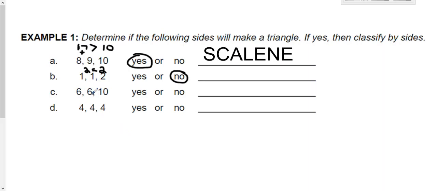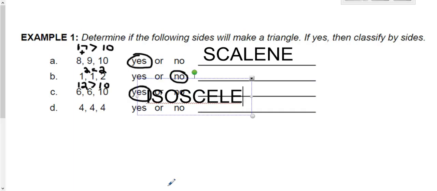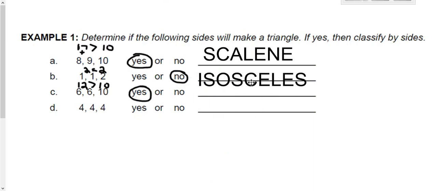All right, our next one, 6 plus 6 is 12. The two smaller sides add up to 12. The third side is 10. And yes, those add up and are greater than that third side. So yes, you can. Two sides are the same, so this is an isosceles triangle by classification.